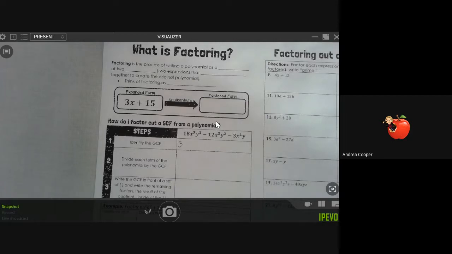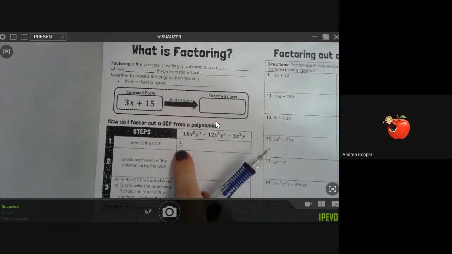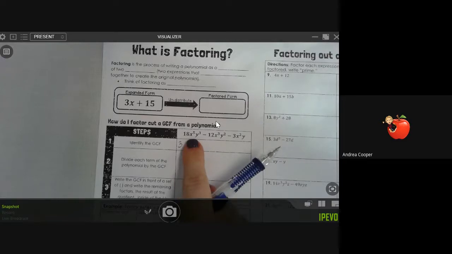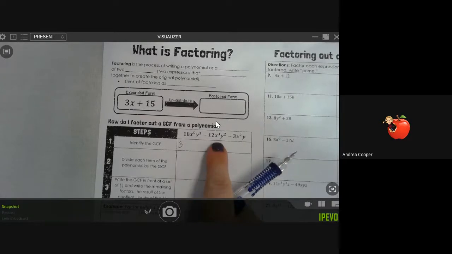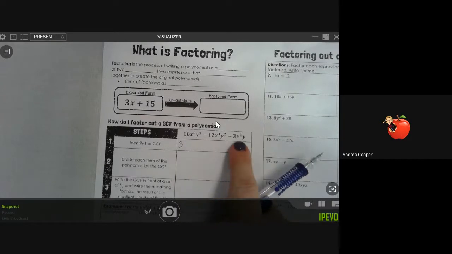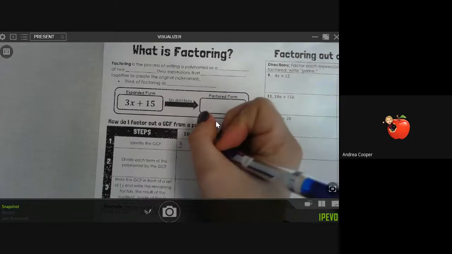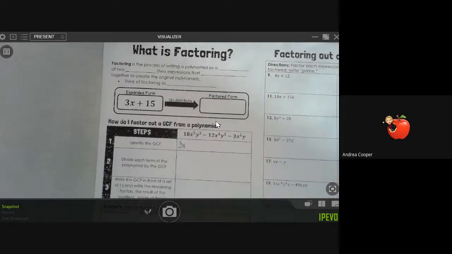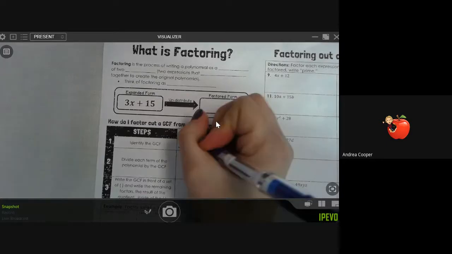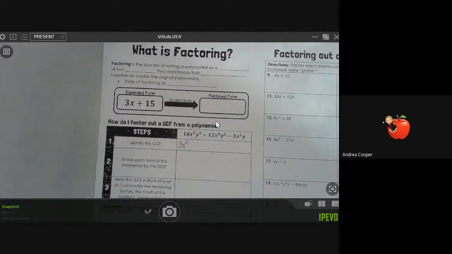Now we know the number GCF is 3. Now we have to look for the variables. This term has an x, this has an x, and this has an x. Since they all have x's, I can take an x out, but I have to take the smallest exponent out. So this is a 5, this is a 3, and this is a 2. The smallest number there is 2, so I'm going to take out an x squared.